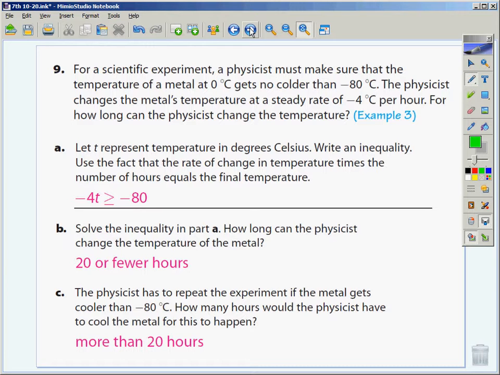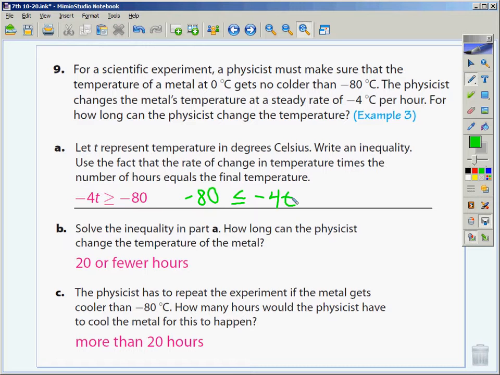Is it true if I did the 40 on the other side and the negative 80 on the other side? So long as your inequality symbol was also flipped. You'd have to make sure that if you're going to put them on the other side, the inequality symbol would have to flip with it. I could have written this: negative 80 less than or equal to negative 4t. That would also be okay. Okay? Yes.